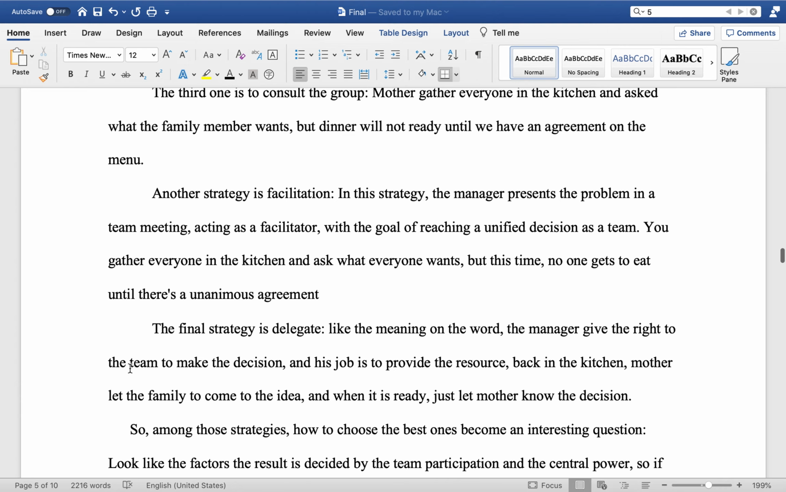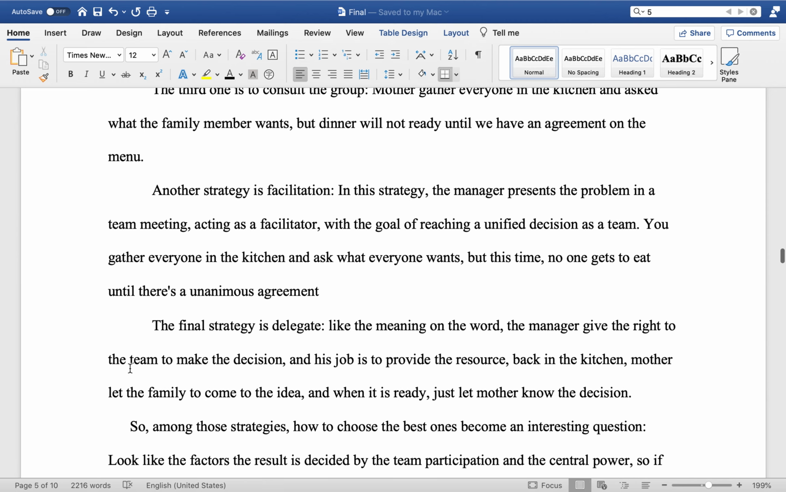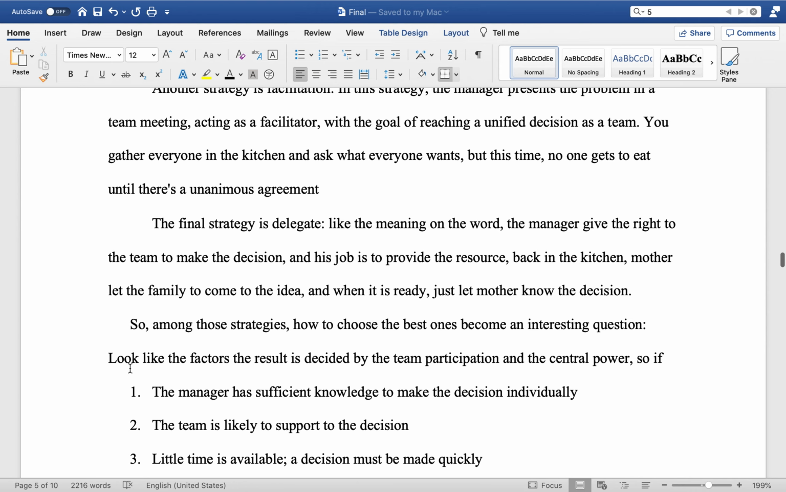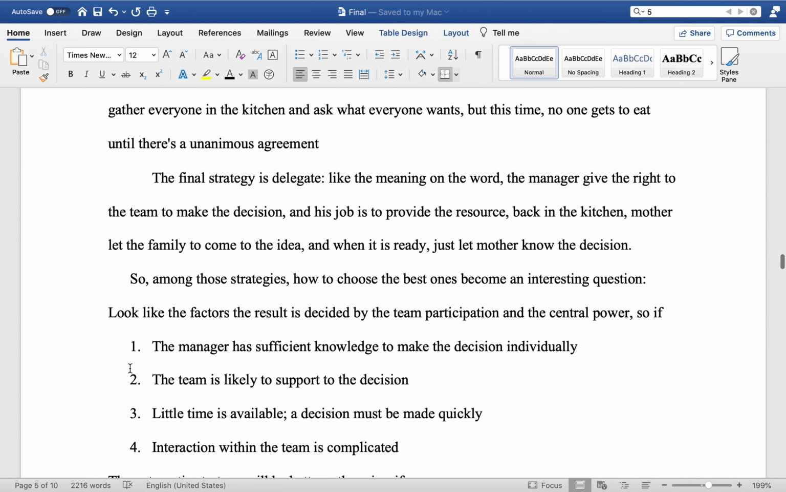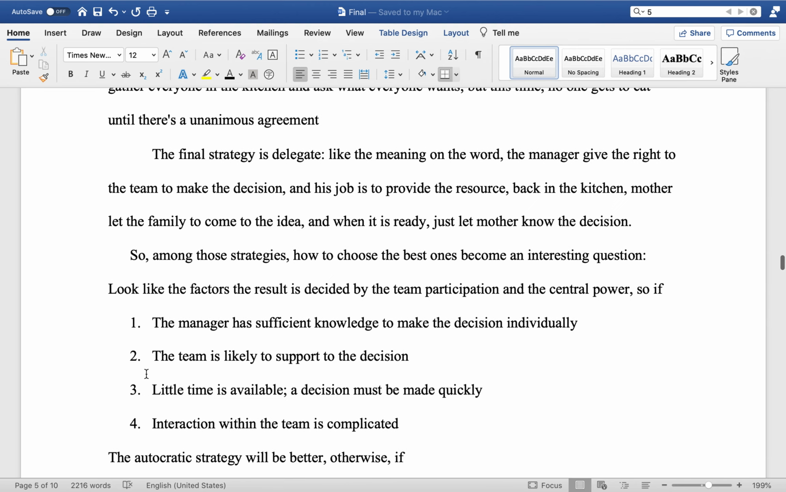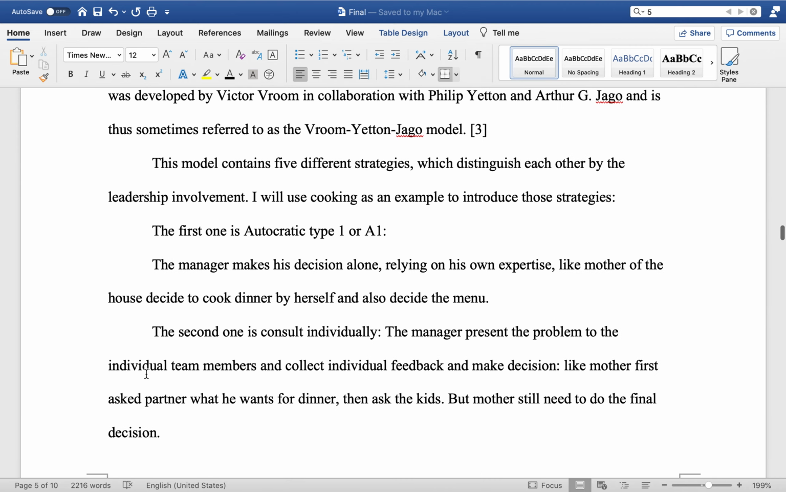The final is the delegate. The manager gives the right to the team to make the decision, and his job is only to provide the resources. So among these strategies, we can see that there are 2 focuses you can choose from. One is the team participation, and the other one is central power. So that is the key point for this model.